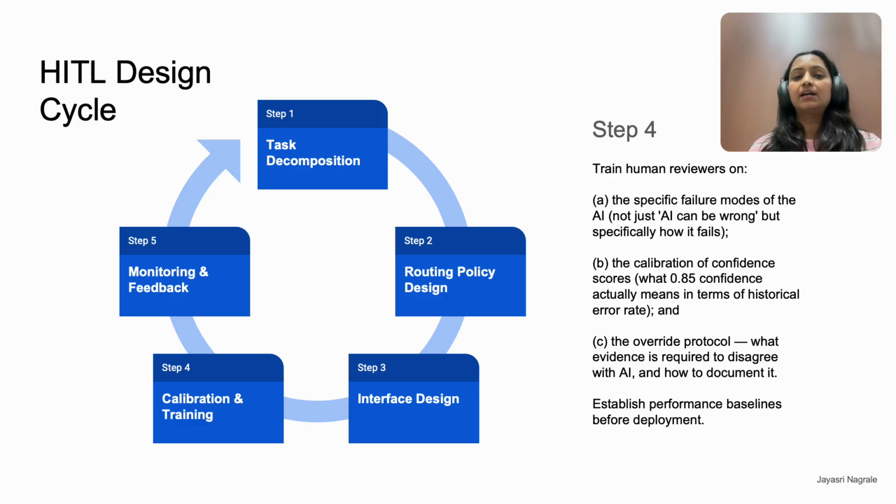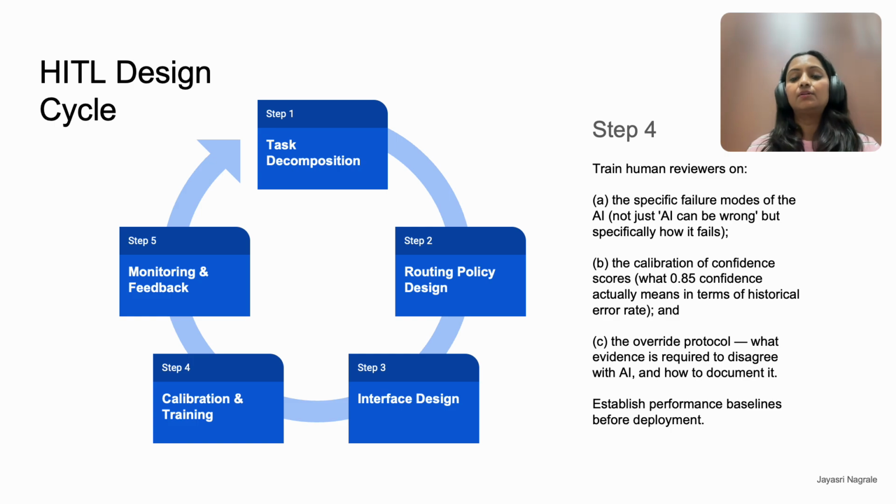Now, this is where we are taking our humans who are supposed to be in the loop and we are training them. We are training them on the different failure modes of AI. So not just that AI can be wrong, but specifically how it fails. How would a failure state of an AI look? And what does the range of the percentage of AI score that we spoke about in the interface design mean? So we also train them to know what each of these ranges mean, what it means for them, and how they can comprehend each of these.